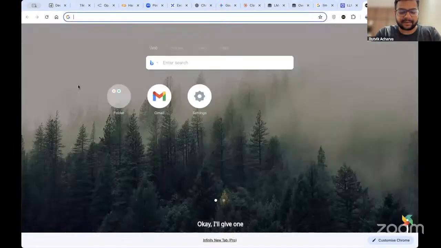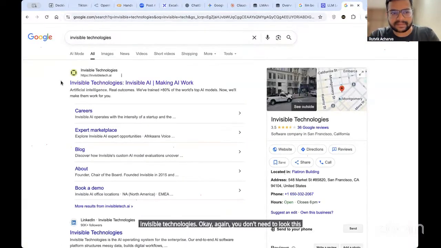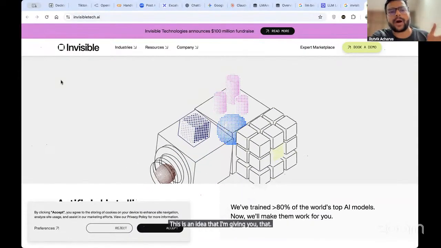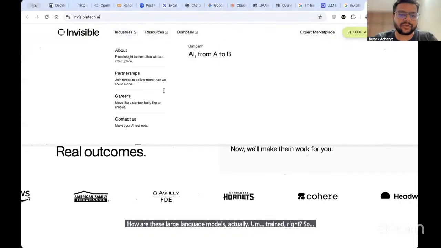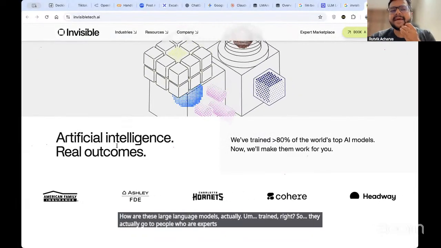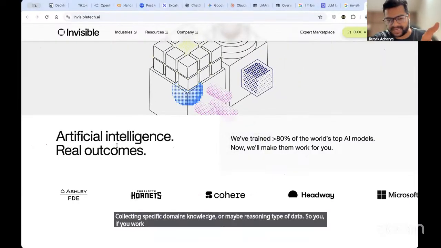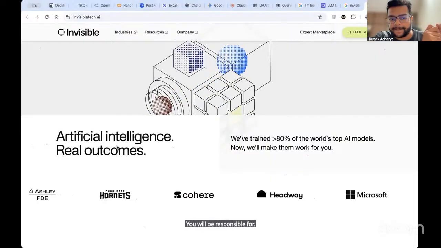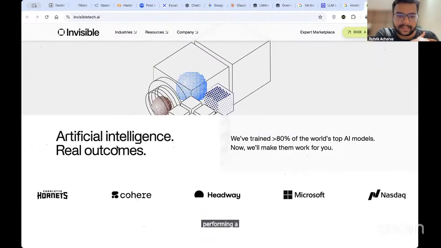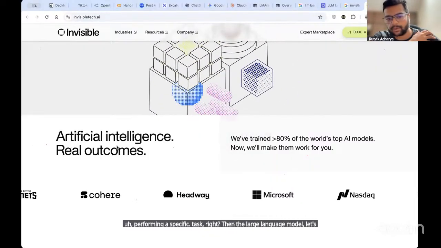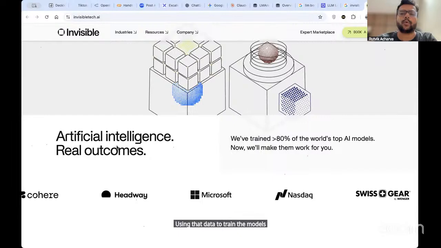Okay, I'll give one example. There's a company called Invisible Technologies. Okay. Again, you don't need to look this up or something. This is an idea that I'm giving you, that how are these large language models actually trained, right? So they actually go to people who are experts, and then they are responsible for collecting specific domain knowledge or maybe reasoning type of data. So if you work for this company as a freelancer, you will be responsible for thinking or writing down steps that you had when you are actually performing a specific task, right? Then the large language model, let's say OpenAI or Claude or Anthropic or whatever, right? They will be responsible for using that data to train the models, and that is how you get the reasoning.